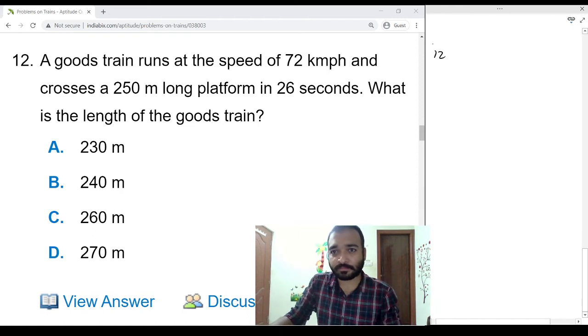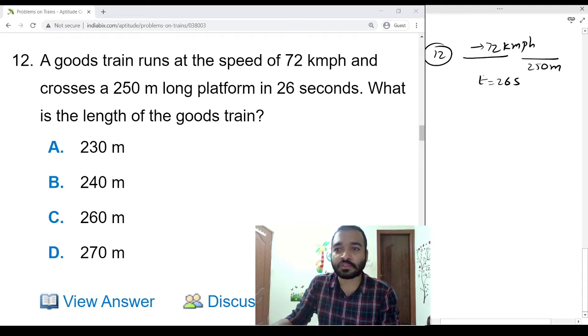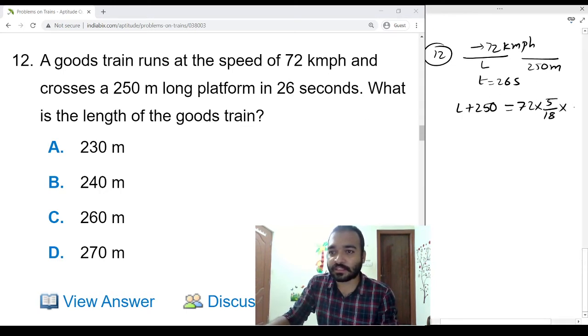Next problem. A goods train runs at speed 72 kmph. It crosses a 250-meter long platform in 26 seconds. What is the length of the goods train? Length, let us assume L. Distance is length of the train plus platform, that is equal to 72 into, everything is in meters and seconds, so 5 by 18 into 26. This is 4 times, this is 20 into 26 is 520, so length is equal to 270 meters.